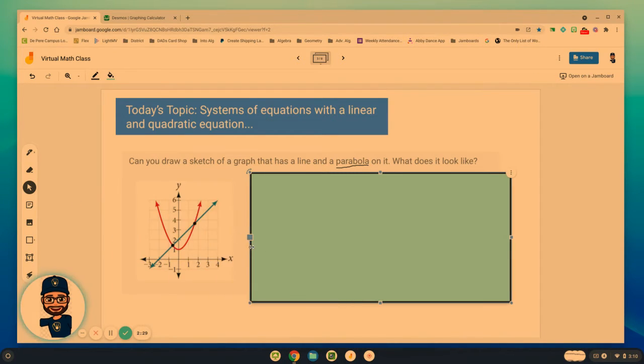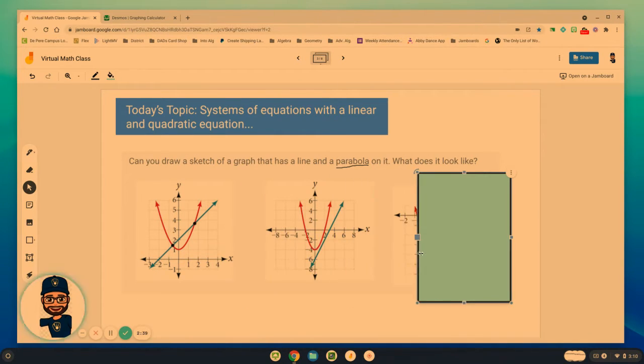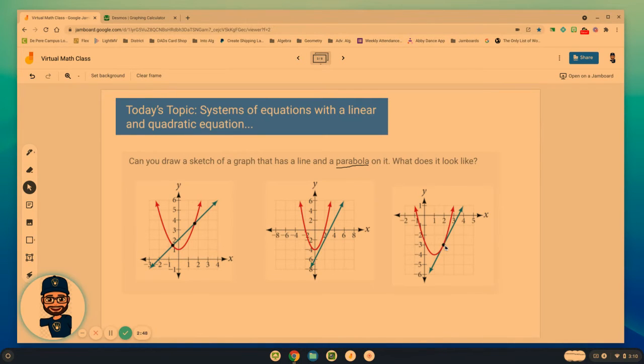Well, one possibility on a graph is where we have a parabola that opens up and a line goes through that parabola twice. Another possibility might be where the line doesn't even touch or intersect the parabola. And last but not least, where maybe it just intersects exactly once. How does this relate to solving systems?